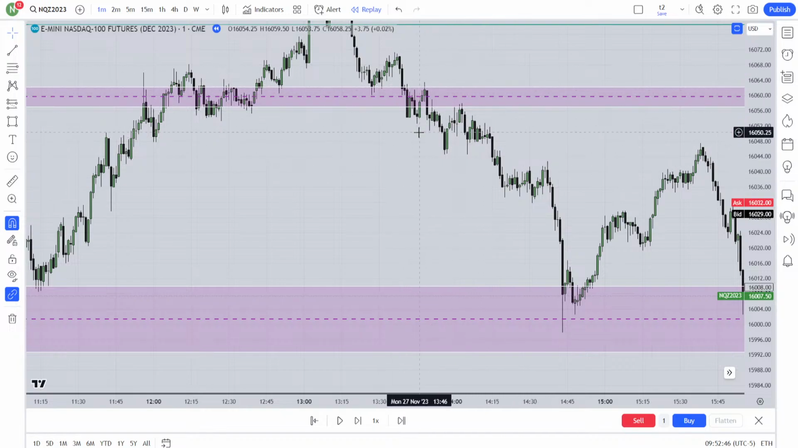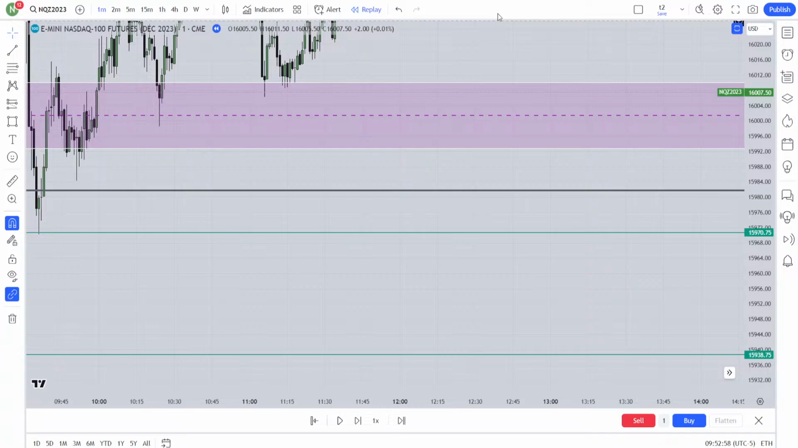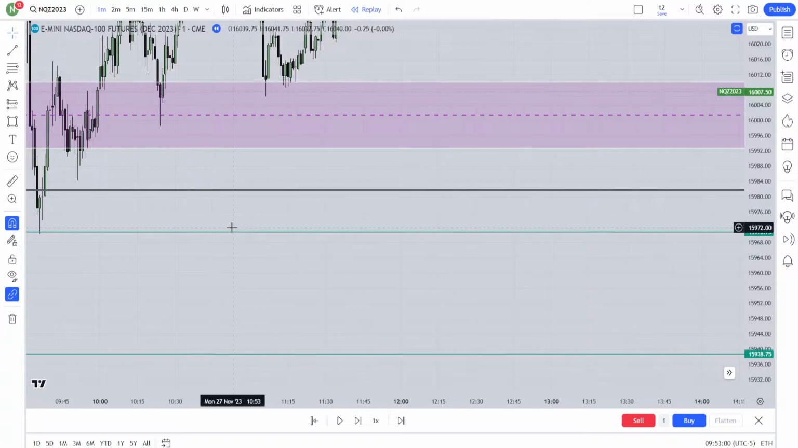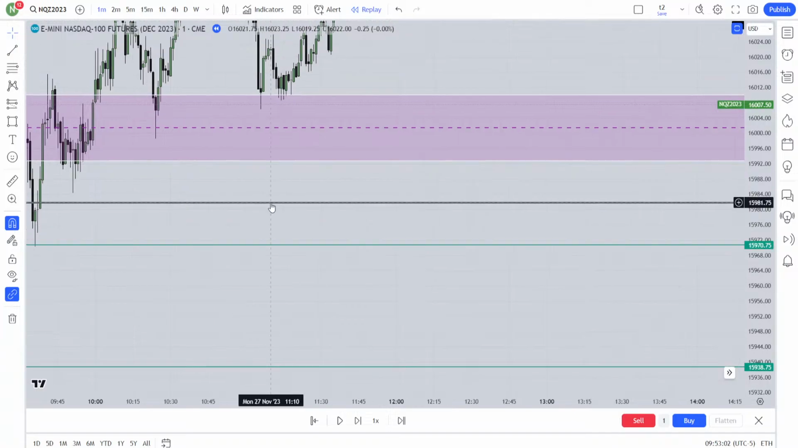Now if you ask me, brother, can you take an entry over there? I can't take an entry over here. Why? I don't have sell side liquidity. No, brother, you have very clean sell side liquidity. That's below the Friday low. But I don't know that the market will go back again below the Friday low.